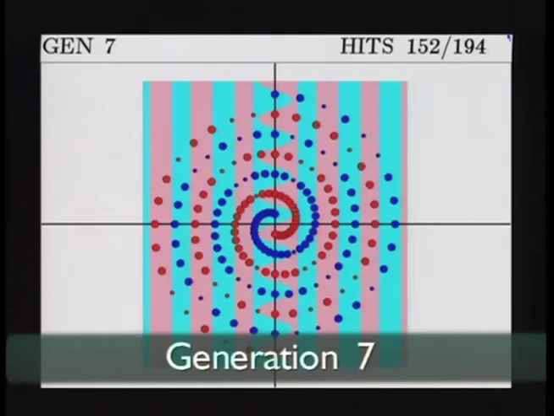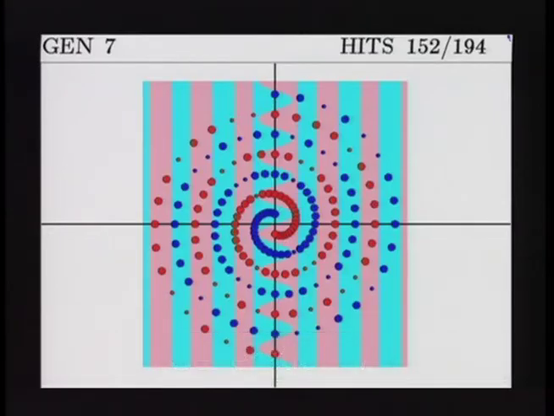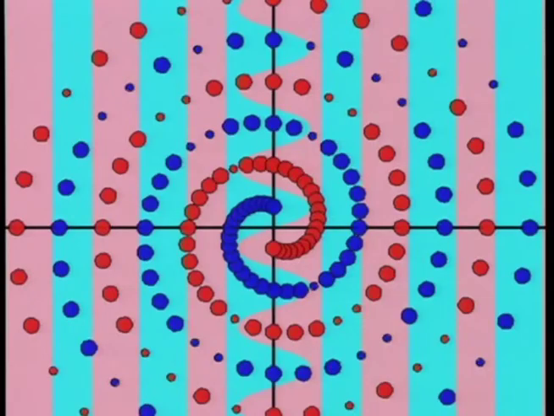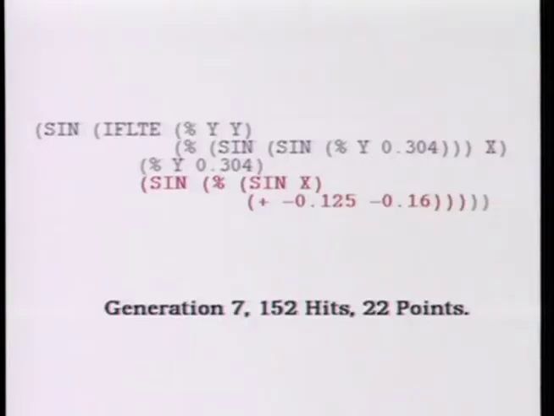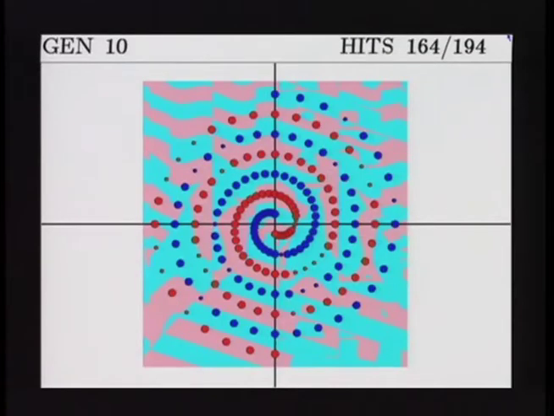The best of generation 7 classifies 152 of the 194 points by combining the vertical stripes from generation 1 with a vertical sinusoidal pattern straddling the vertical axis, as shown here. Notice that the 7-point program from generation 1 is now a subprogram of the new 22-point program. The irregular waves from the best program from generation 10 do even better.